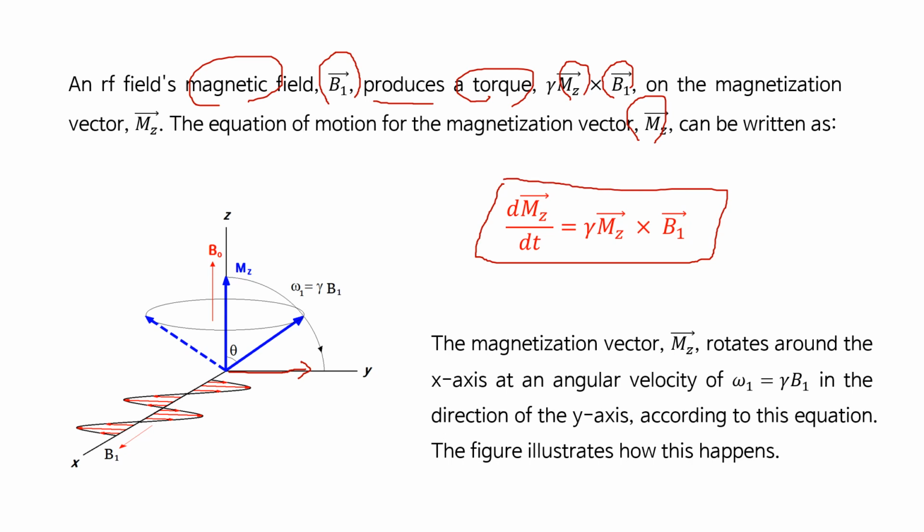We already saw this equation of motion for mu. If magnetic moment mu is in a field B, then that magnetic moment has a torque, and the equation of motion looked like this. We already saw this equation. Here, mu is M and B is B1.